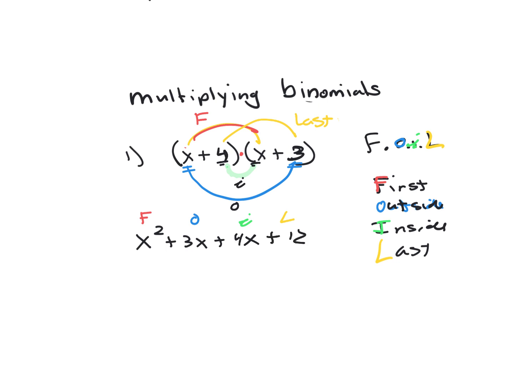And then notice our outside term and our inside term are like each other, right? They are like terms because they both have x's. So we have an x squared, and then if you have a positive 3x plus a positive 4x, doesn't that give you positive 7 or plus 7x's? So this is your final answer.